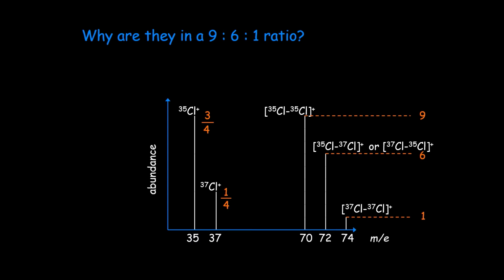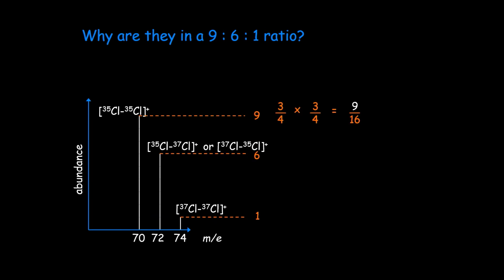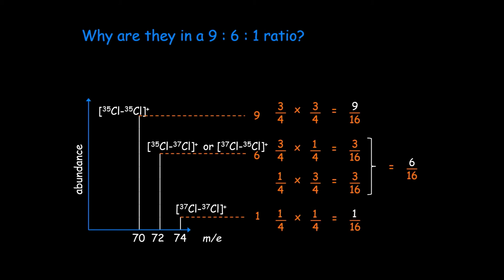So for the 35-35, it's going to be 3/4 times 3/4, which is 9/16. For the 35-37, it's going to be 3/4 times 1/4. And for the 37-35, it's going to be 1/4 times 3/4, which makes the total of that 6/16. And for the 37-37, it's 1/4 times 1/4 equals 1/16, making the ratio 9 to 6 to 1.